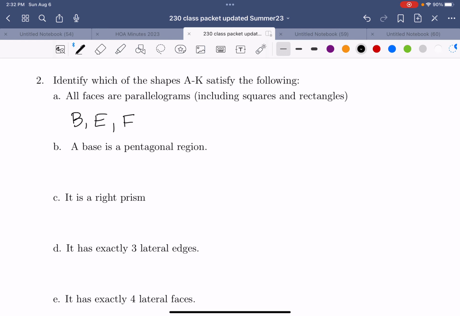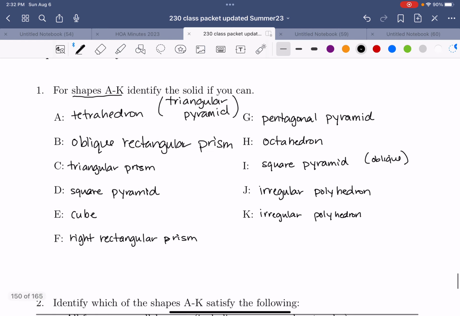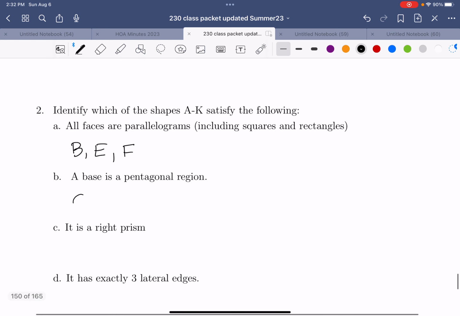A base is a pentagonal region. Now we can actually take a look up here and determine this from our names, because if the base is a pentagon, then it will be named using pentagon. So we're looking for anything that has the word pentagon in it. And in this case, the only one that has that is G. So G is going to be the only thing we list for letter B.